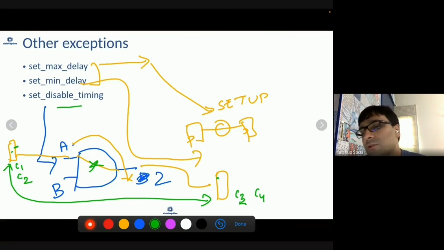You can specify that using the set false path command. Set disable timing does not have those options. So as a rule of thumb, it should be used to disable the arc, while set false path is more robust and can be used to false path only specific paths between a pair of start point and end point. You can select which clocks as well.